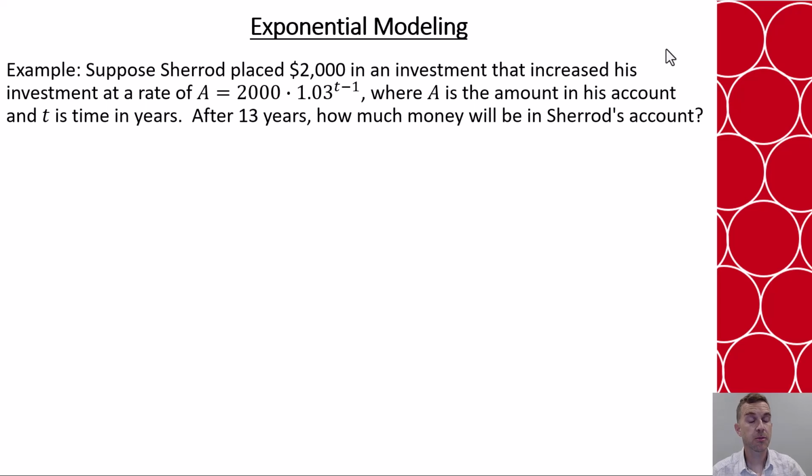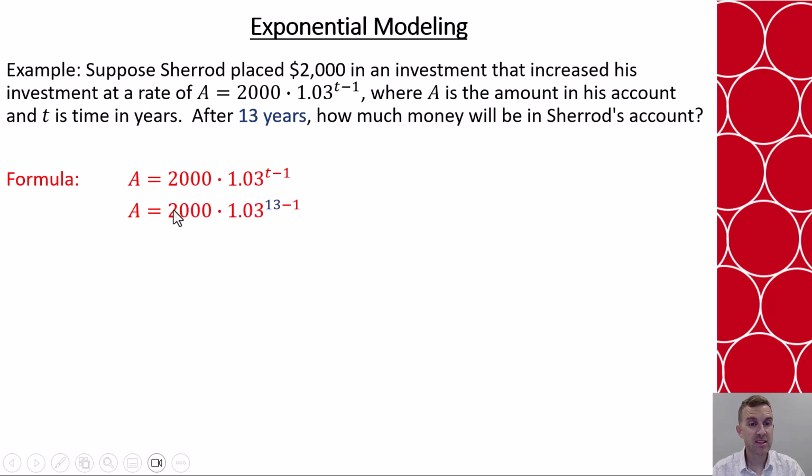Now we can also solve problems that use exponential modeling. For example, here, suppose Sharad placed $2,000 in an investment that increased his investment at a rate of A equals 2,000 times (1 + 1/300) all raised to the t minus 1, where A is the amount in his account and t is time in years. And the problem says, after 13 years, how much money will be in Sharad's account? Well, the key to start with is, what's our formula? And then what information do we have? In this case, we have the 13 years, which is our t value.